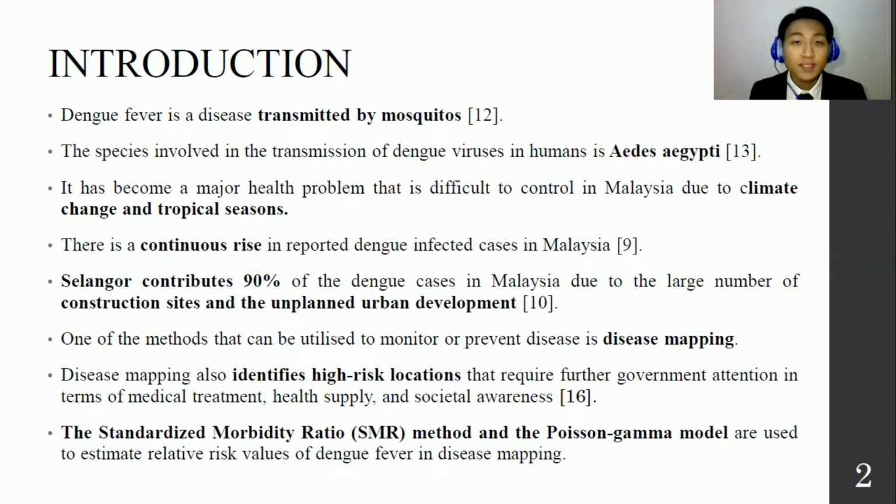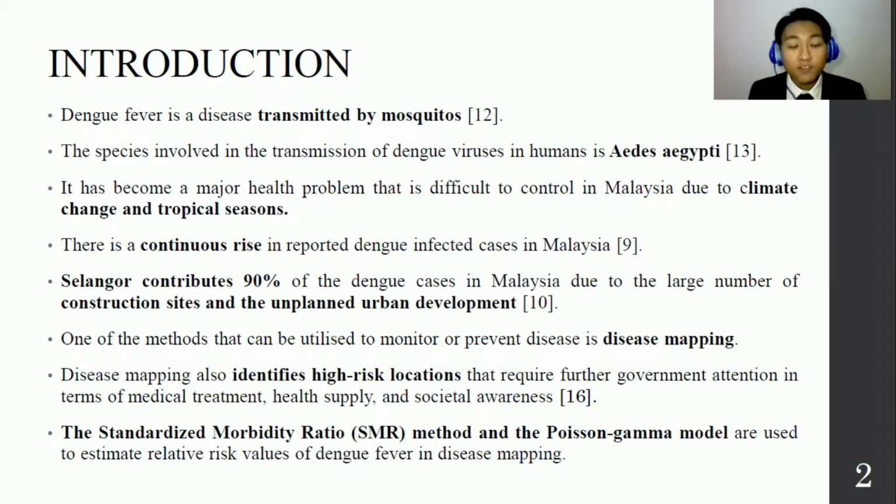So, dengue fever is a disease transmitted by mosquitoes, and the species involved in the transmission of dengue viruses in humans is the Aedes aegypti. It has now become a major health problem that is difficult to control in Malaysia due to climate change and the tropical seasons. So there is a continuous rise in the reported dengue cases in Malaysia, and Selangor contributes 90% of the dengue cases in Malaysia due to the large number of construction sites and unplanned urban development.